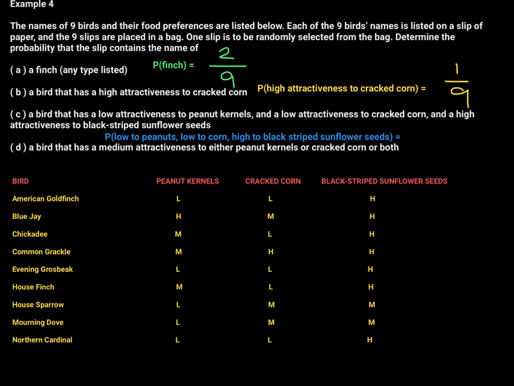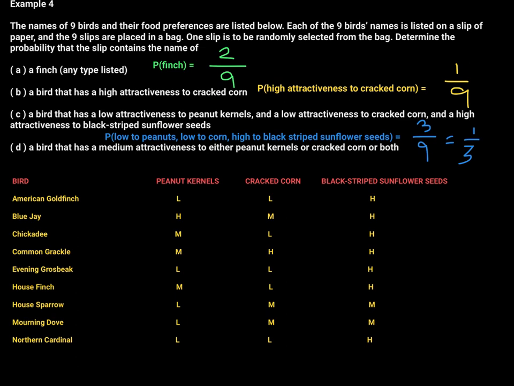All right, everybody. Instead of writing it all out, low attractiveness to peanut kernels, I just said low to peanuts. Instead of saying low attractiveness to cracked corn, I just said low to corn. And then high to black striped sunflower seeds. Anyway, we found, looking at the table, that there were 3 favorable outcomes out of 9. We have to simplify this, divide the numerator and denominator by the GCF of 3. So 1/3 is our probability. All right, let's go to the last one.